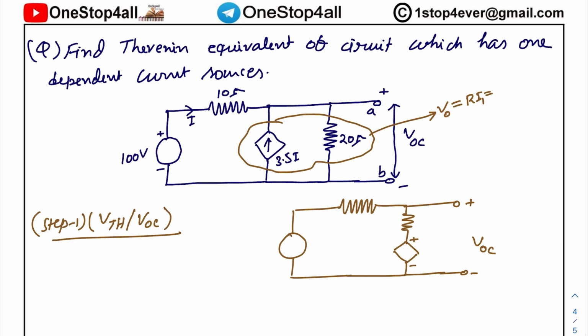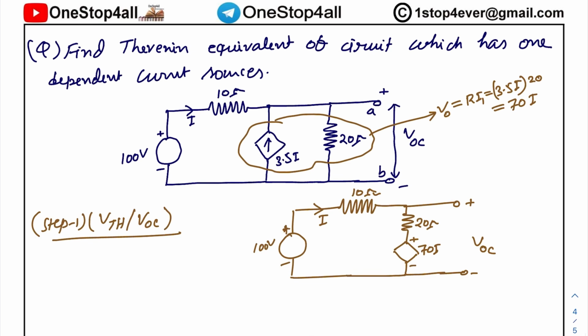What is I? The current source is 3.5 I into R. How much is R? 20. So it will be 70 I. So our voltage source is nothing but 70 I. This is your already given 20 ohm, this is your already given 10 ohm, and this is your 100 volt plus minus. And this is the current I. What is this 70 I? In the 70 I, where is I? I is this current.